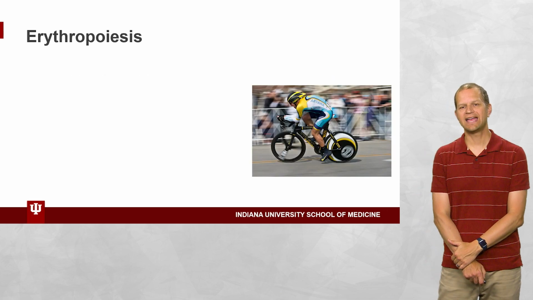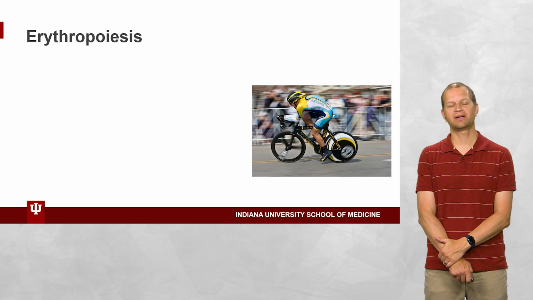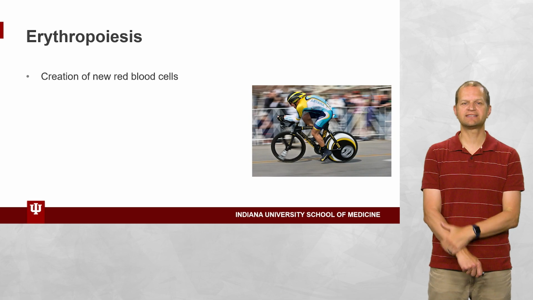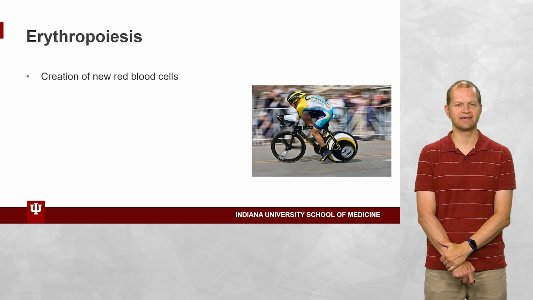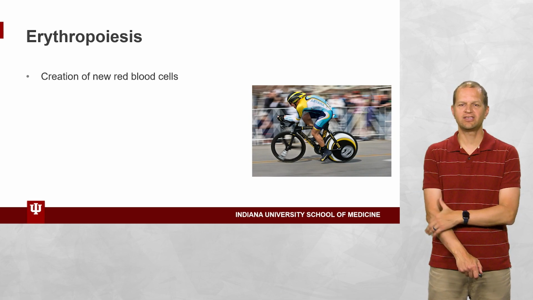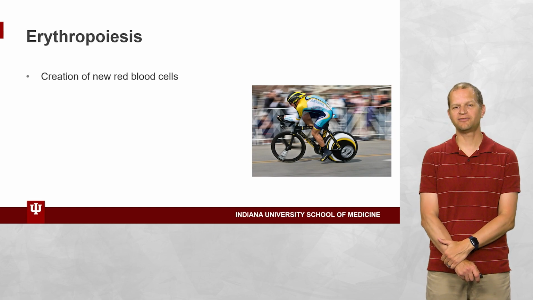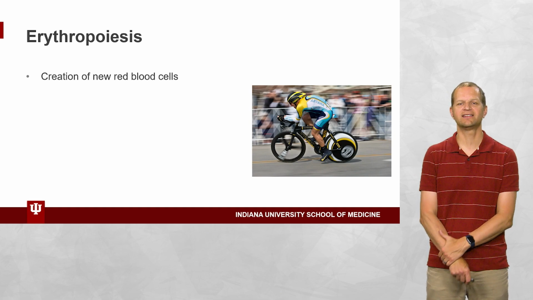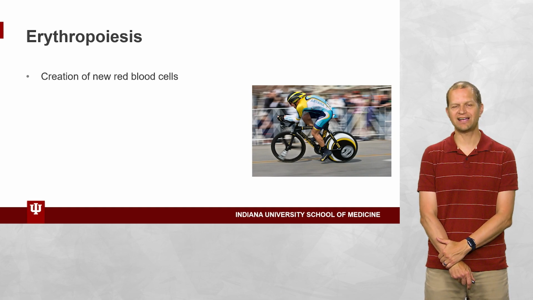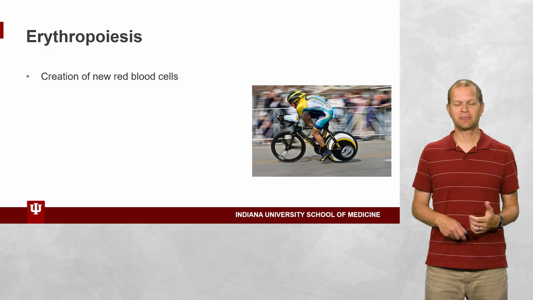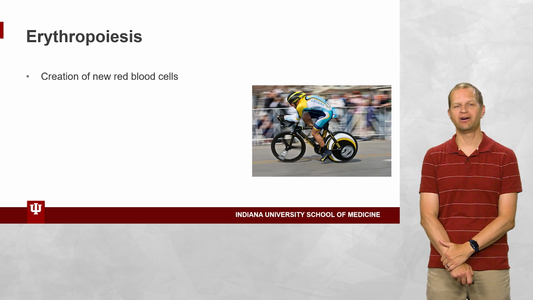And then finally, we're going to end here on this short video with the process of erythropoiesis. Erythropoiesis is the creation of new red blood cells. I've got a picture here that you may or may not know who this is. This is Lance Armstrong, who was a very famous cyclist, very good cyclist, and then we all found out he cheated and everybody's world came crashing down. Well, what he did to help him win is that he did this artificially.